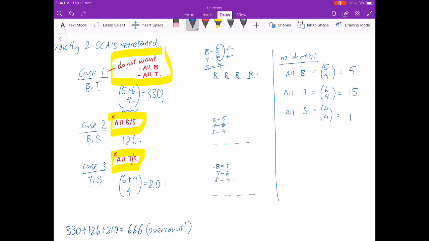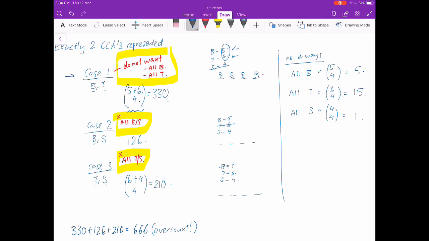So now, what are we going to do? Are we just going to take 666 minus 5, 15, 1? No, you will still not get your answer. Why is that? Because for each of your cases, you have to minus 2 things. So here's B, minus BT, minus BS, and minus TS. So you're minusing multiple things.